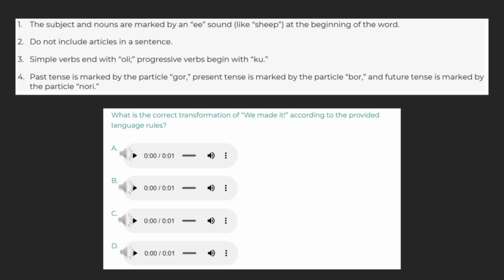What is the correct transformation of "we made it" according to the provided language rules? Let's take our phrase and, going through the rules one by one, make any necessary changes. We begin with our phrase, "we made it."